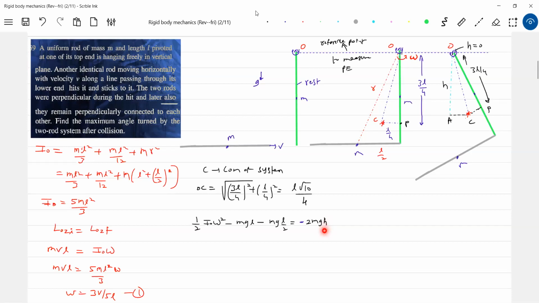If I know H, I know OC. Can I calculate this angle? Can I calculate this angle theta 1? As I know OC and H, I'll get this one. Then after that, I know theta 2. Then theta 1 plus theta 2 will be our angle. So this should be half into.